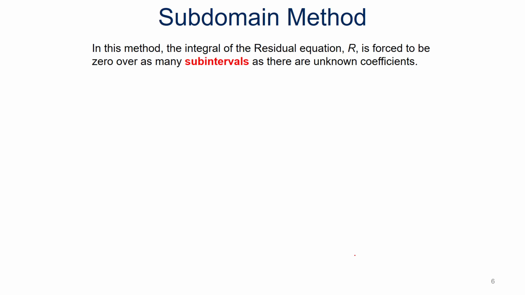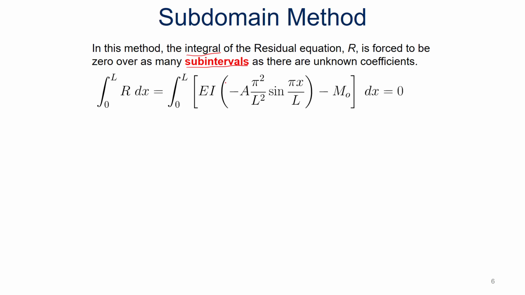All right, so now we're going to take that with the subdomain method. We're going to do the integral of the residual equation. It's forced to be 0 for as many subintervals in the subdomain as there are unknown coefficients. And again, we only have the one unknown coefficient, just A. We don't know what A is. So we're going to integrate over one subinterval. So we're going to go from 0 to L, and we're going to integrate our residual function over that interval.